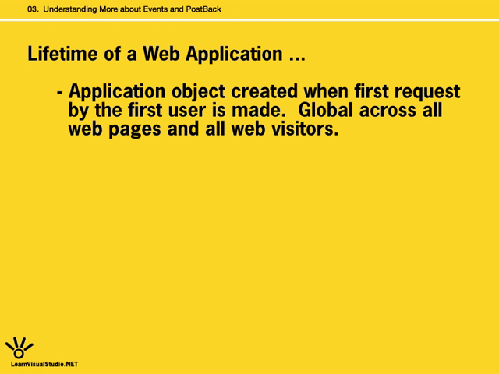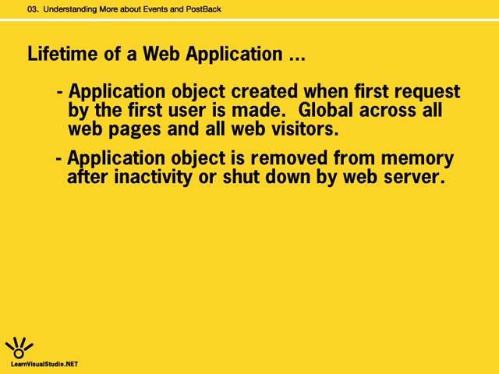Okay, the next thing I want to talk about in this lesson is the lifetime of web applications. The first time a request from a web browser is made for any page within our website project, an object called the application is created and maintained by the ASP.NET Runtime Engine. This application object contains information that is global to the entire website, regardless of how many people access it or how many pages are contained in it. When the application has been inactive for a long period of time, or when the website has been stopped at the web server, the application object is removed from the computer's memory.